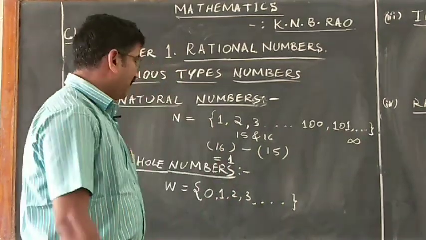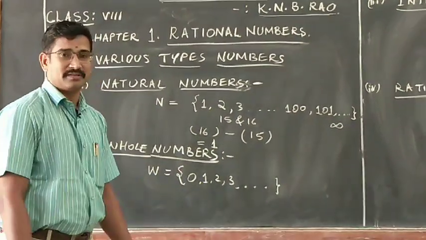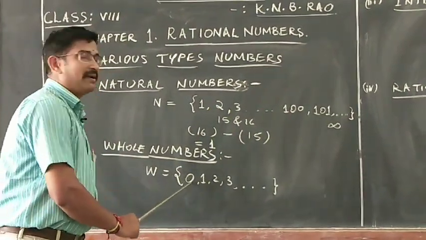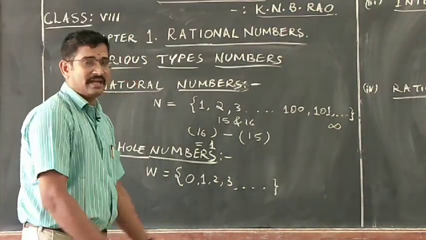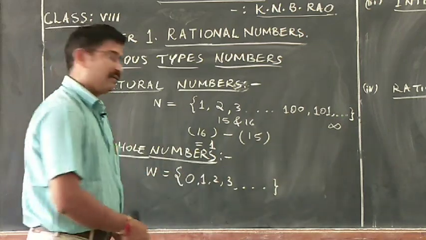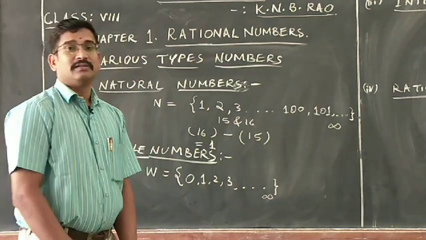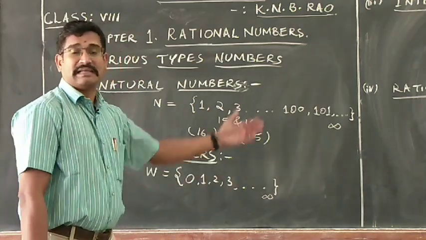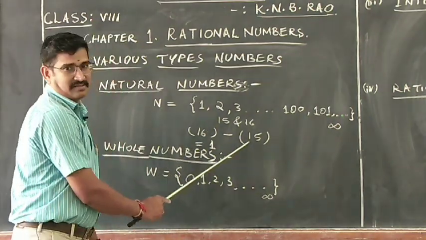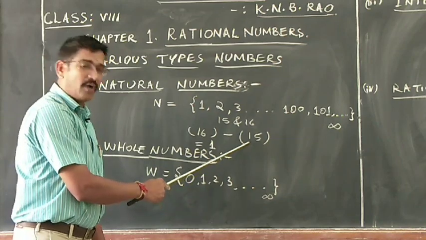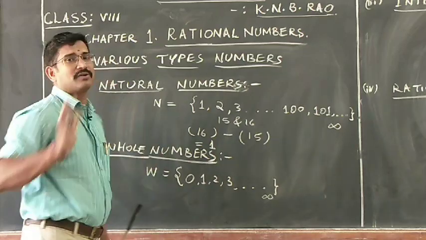Next, see children, here in the whole number system, since 0 has come along with the natural numbers, obviously the smallest whole number is 0, and the biggest whole number, as they are countless in nature, is again infinity. And we have a third important property, just like in the natural number set: the absolute difference between any two continuous natural numbers is 1. Similarly, even in whole numbers, the difference between any two continuous whole numbers is 1.